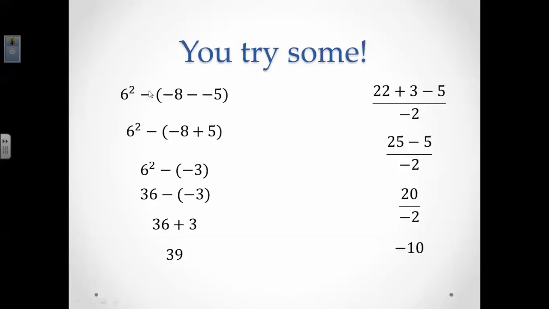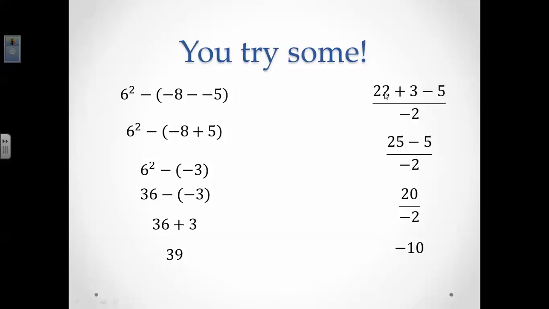So now once again, you can see that I went ahead and changed this double sign. Some of you may have gone right from here to here, and that's fine. And once we get to this step, we got to take care of the exponent before subtraction. So 6 squared is 36. And once again, I changed that double sign to a positive, and that gives us 39 for our answer. Now, some of you may have gone right from this step to this step. That's perfectly fine.